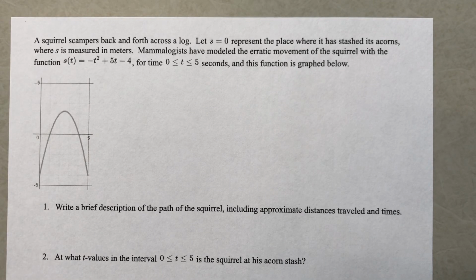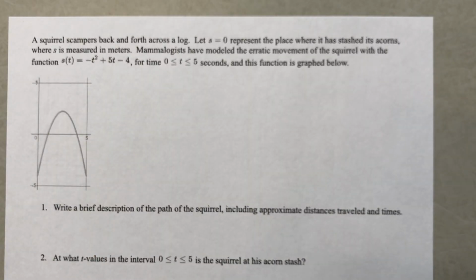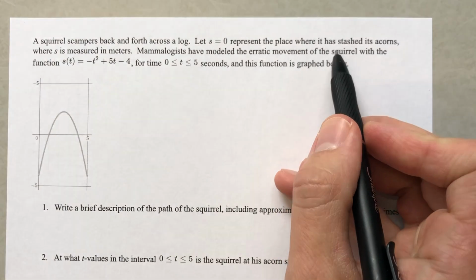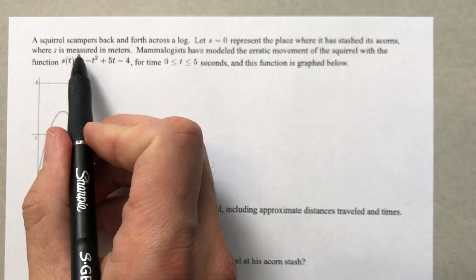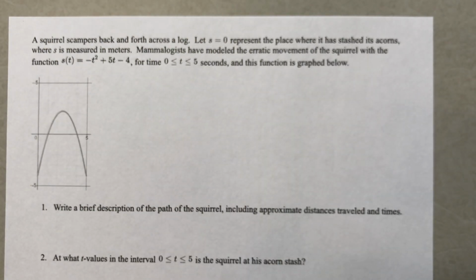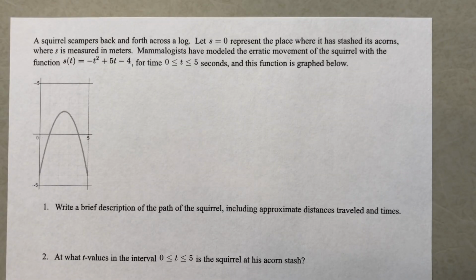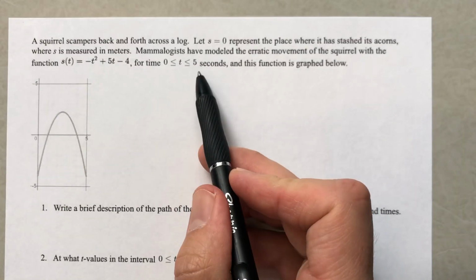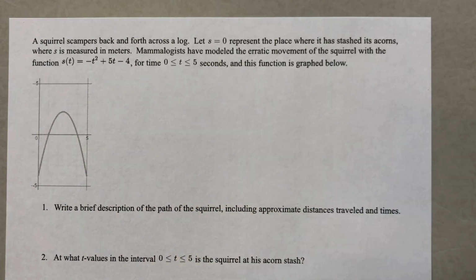One of my favorite verbs is scamper. A squirrel scampers back and forth across a log. Let S equal 0 represent the place where it has stashed its acorns, where S is measured in meters. Mammalogists, those are people that study mammals, have modeled the erratic movement of the squirrel with the function shown here for that time, and the function is graphed below.